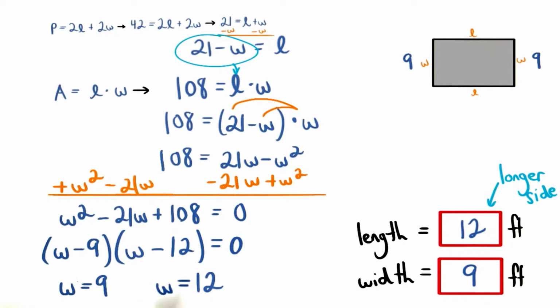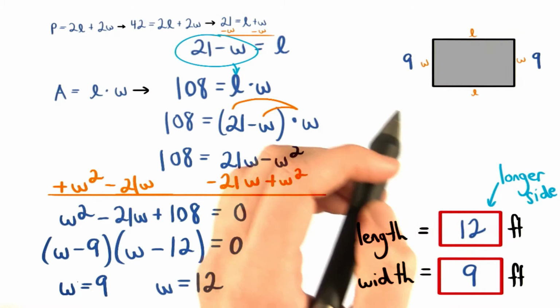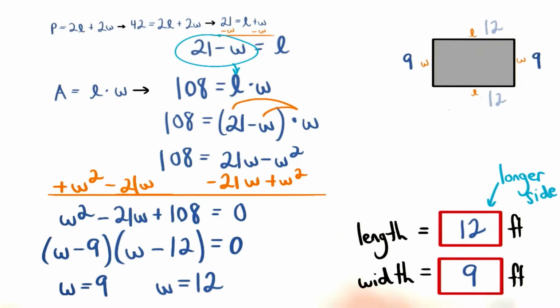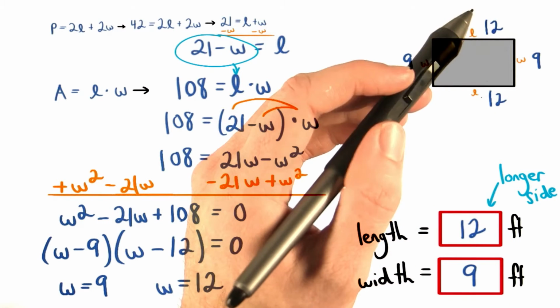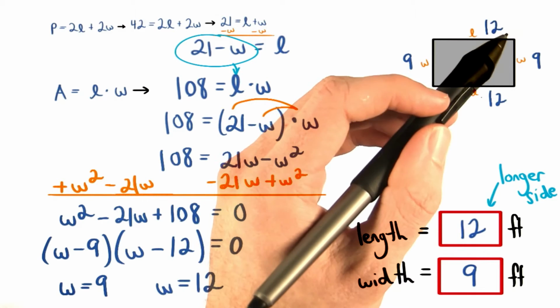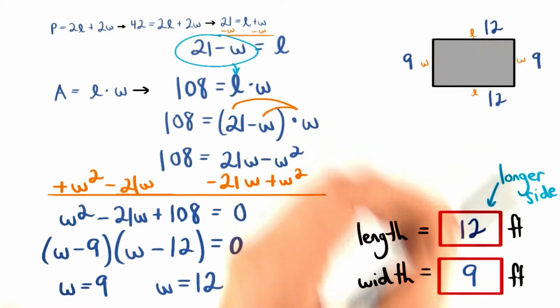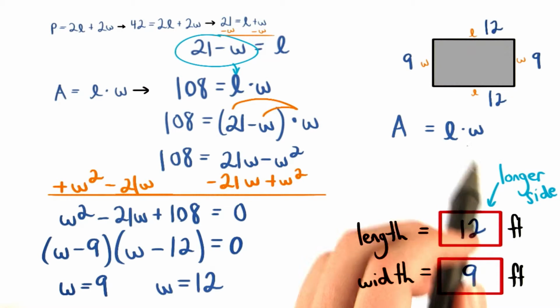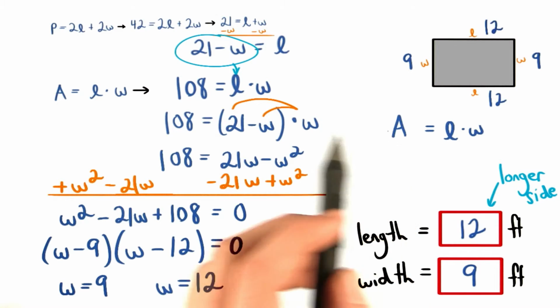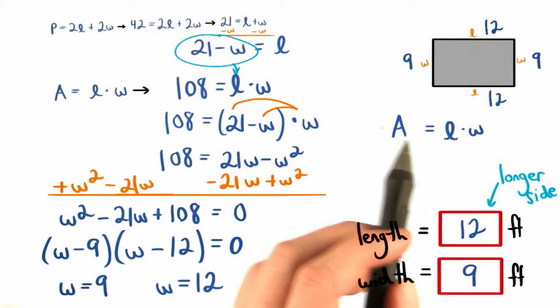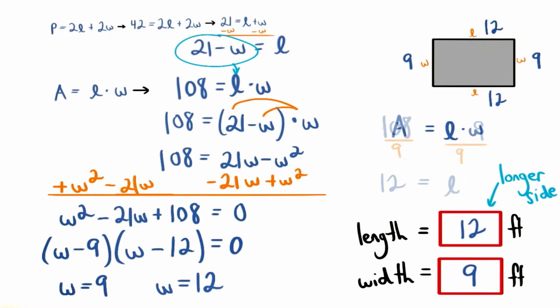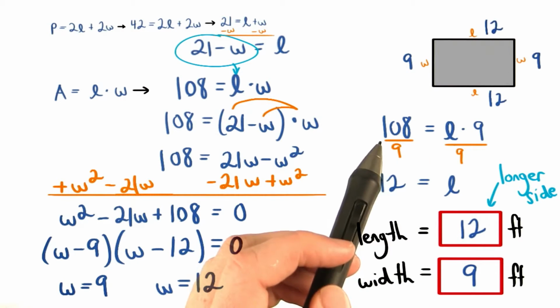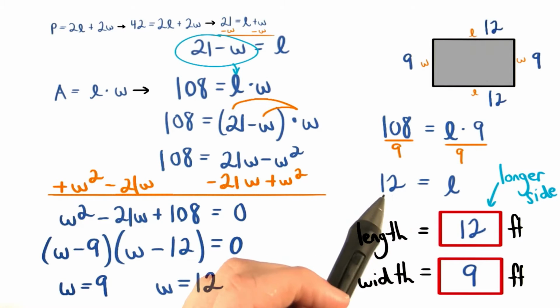If the width does equal 9, we know that the entire perimeter should be 42. So doing some mental math, we know that the length would have to be 12 in order for the entire perimeter to be 42 feet. We could get that same result by using our area formula. We know this area is 108, and now we know the width. The width is 9. So we divide both sides by 9 to get the length is equal to 12, or 12 feet.